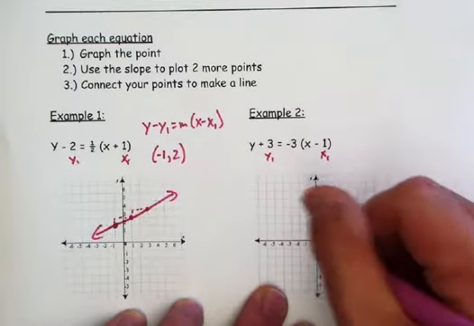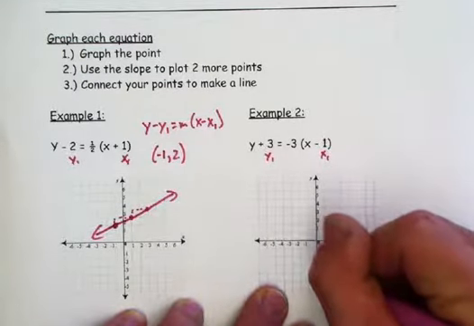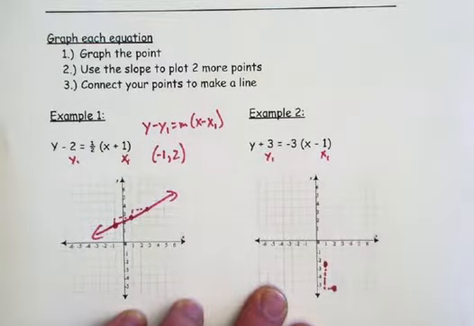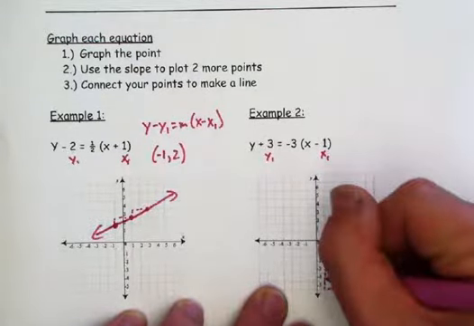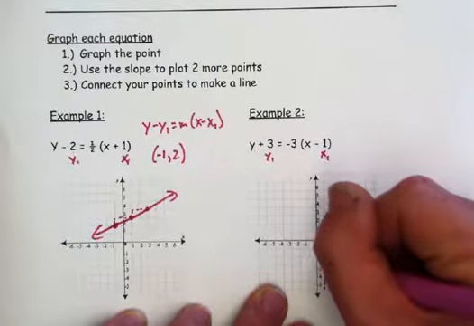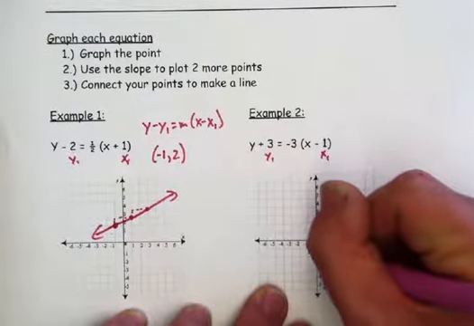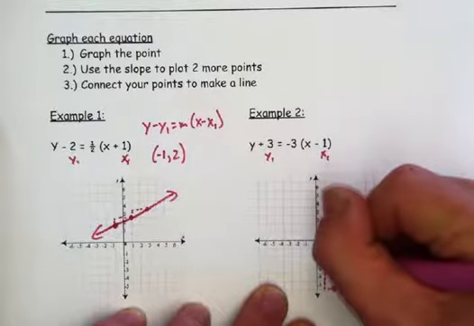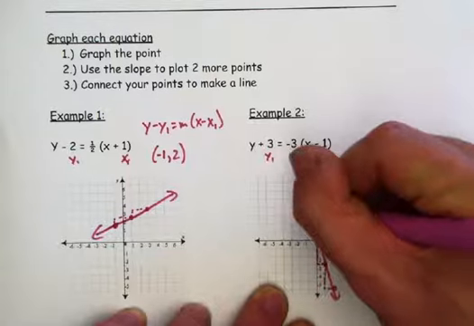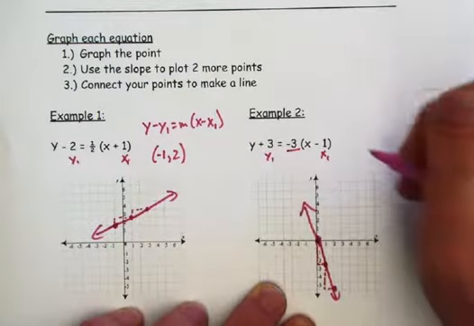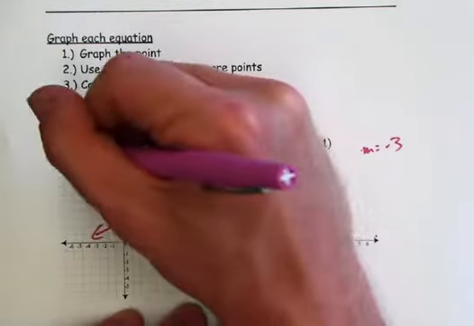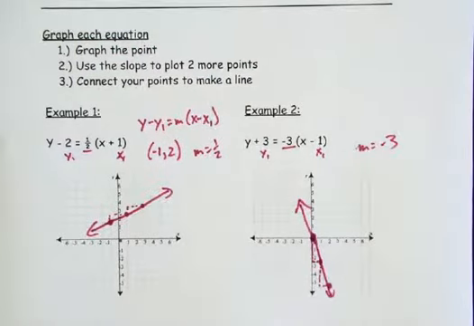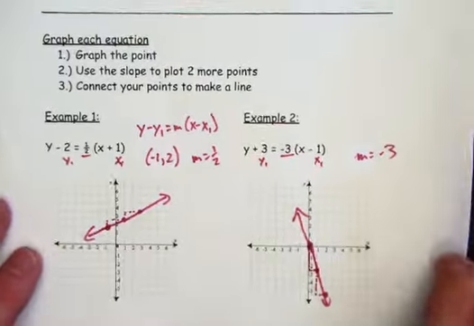So we're going to go from here, we're going to go down 3. 1, 2, 3, for every 1 we go over. Now, I've run out of graph space here, so I'm going to go up the other way. Going down 3 for every 1 you go to the right is the same as going up 3 for every 1 you go to the left. And that gives us a point at 0, 0. You can connect this like so. Okay? So here m is negative 3. Here m was 1/2. So that's how to graph equations that you're given in point-slope form.